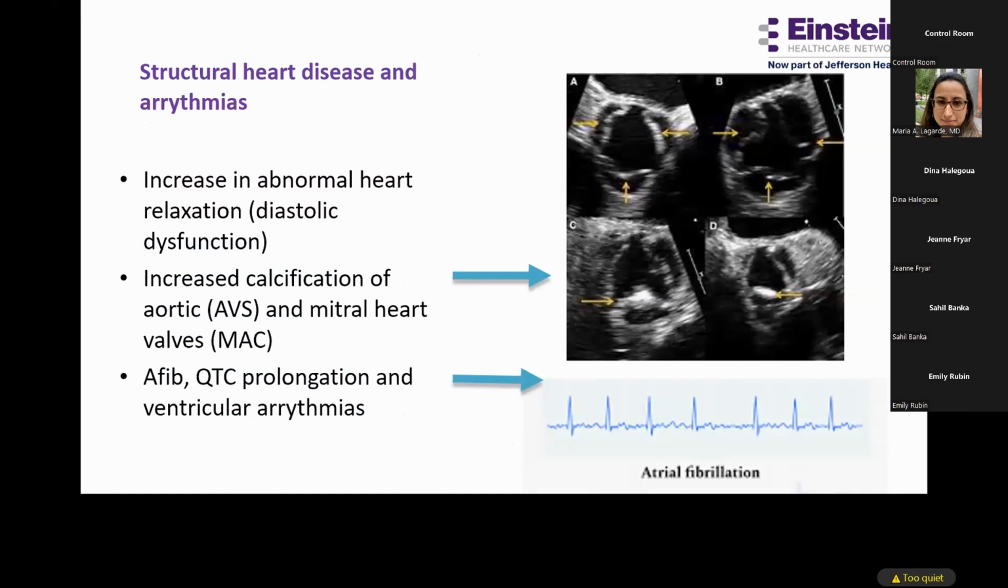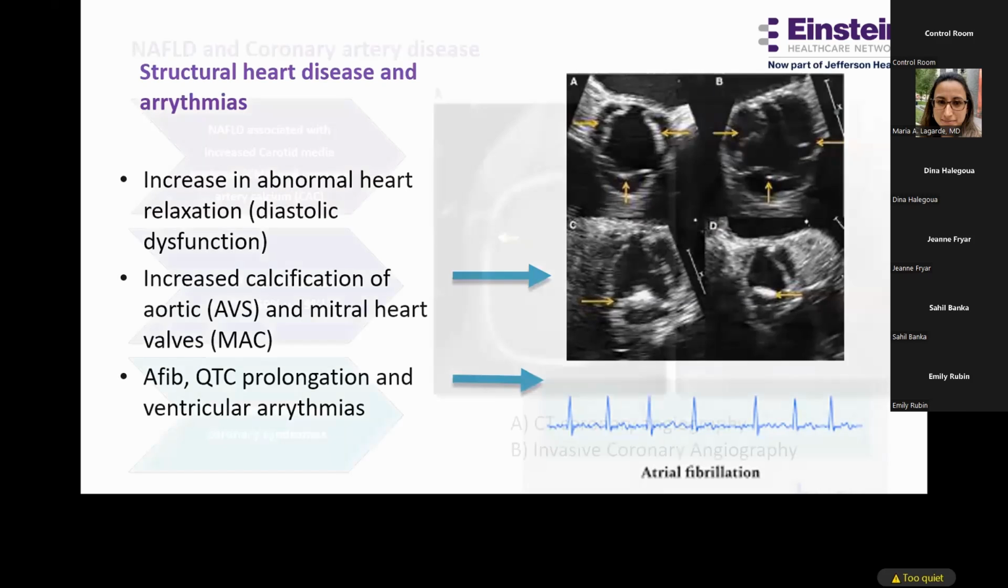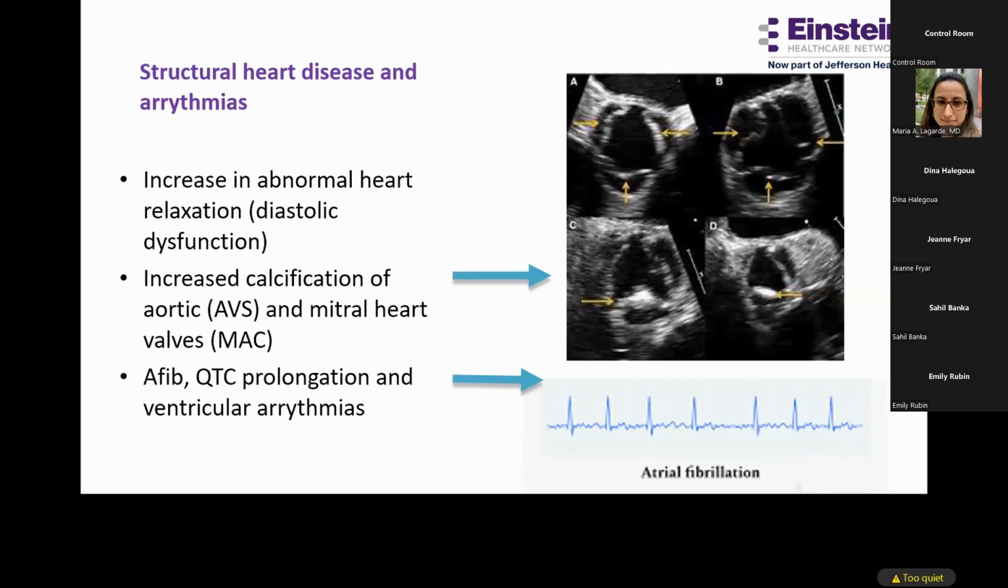There's also a relationship between fatty liver disease and heart valves. So these are pictures of heart valves. That's the aortic valve, which is the top valve of the heart, which has 3 little leaflets on it and opens up normally with every heartbeat. But you can get increased calcium on the heart valve, on the aortic valve, and the mitral valve, the lower valve in the heart. And there's also, as I mentioned, diastolic dysfunction, which is abnormal relaxation of the heart muscle.